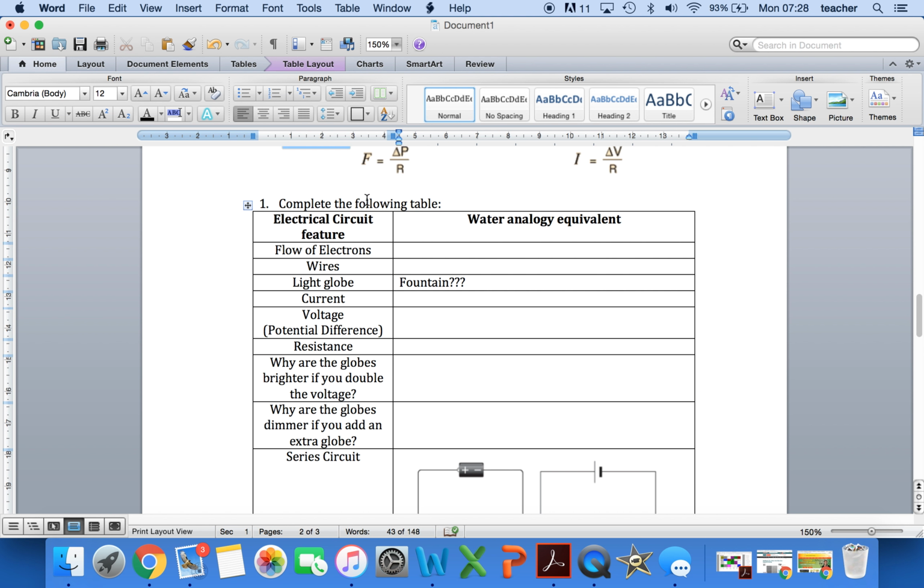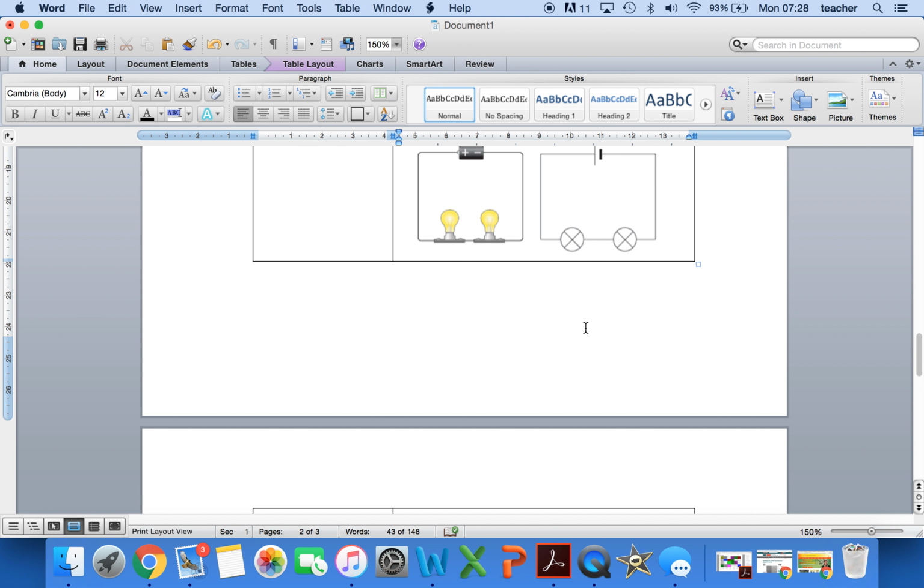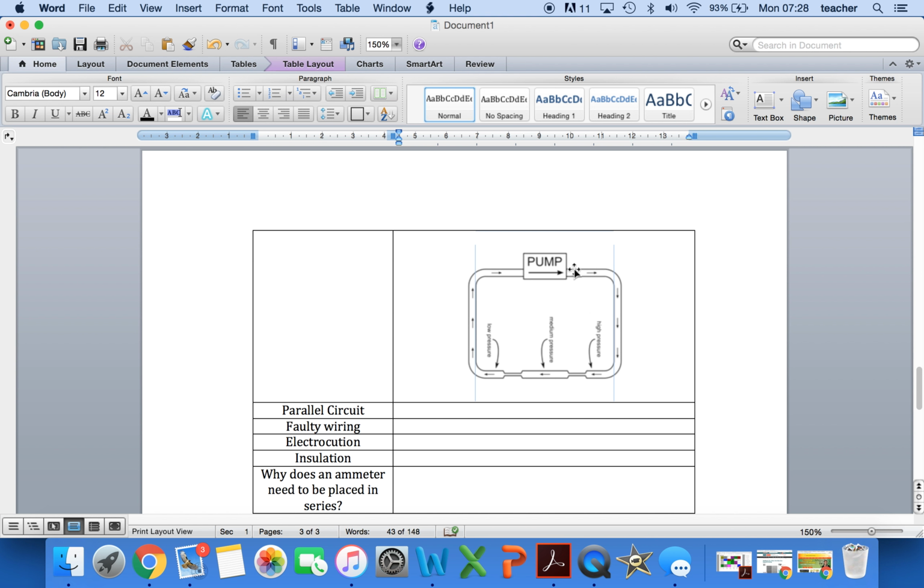Now, the next one I've got there is a series circuit. Now what I've done here is shown you a series circuit. Okay, this is the light globes. This is a circuit diagram of this. So these are basically the same diagram here. And I found this diagram on the web as well, showing if you've got two areas of resistance there.